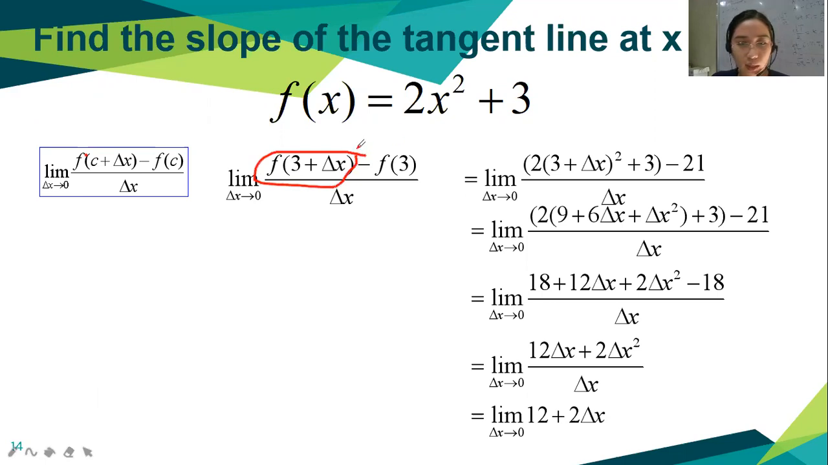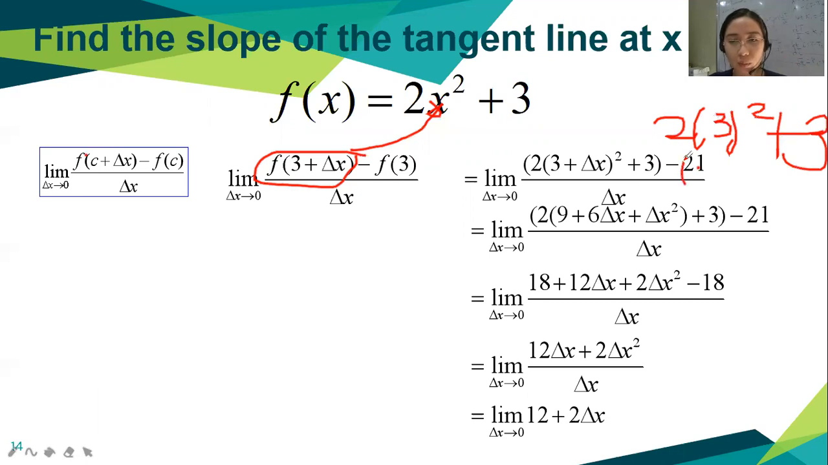We substitute that for x here. Then next, minus f of 3, what was it, 21? Because 2 times 3 squared plus 3. 2 times 3 squared: 3 squared is 9, times 2 is 18, plus 3 is 21.